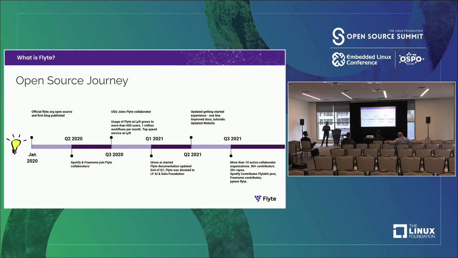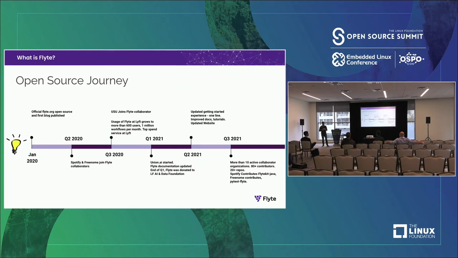In a few months, Spotify and Freenome decided to join us and partner with us, and they became top-level partners for Flight. And soon, USU joined in and some other companies, and at this time, the pandemic was happening and the world was changing. And for me personally, things were changing. And at Lyft also, my focus on this product was lower because I was leading an entire platform. And I thought that there's a lot more to give in this product. And that's when I decided to separate from Lyft and started a company called Union. And that was early this year.